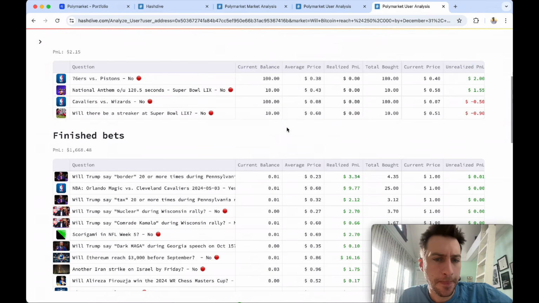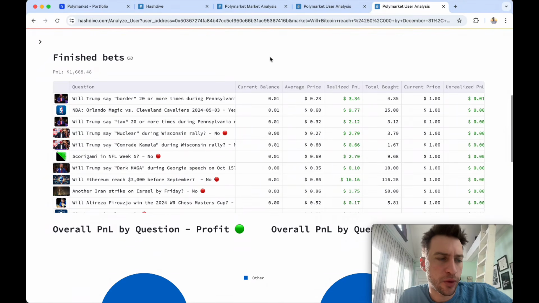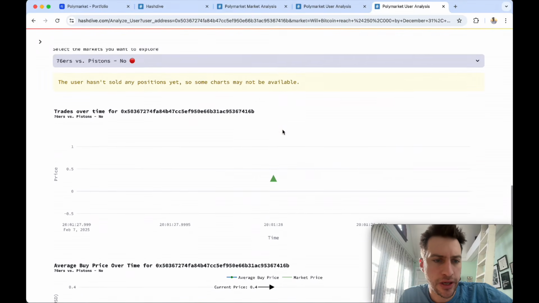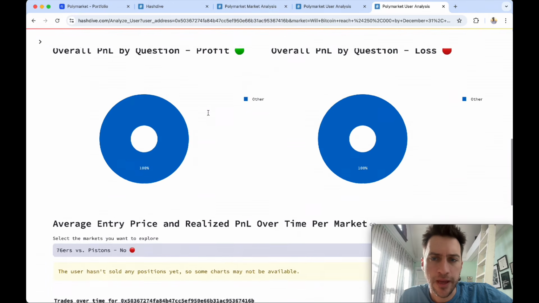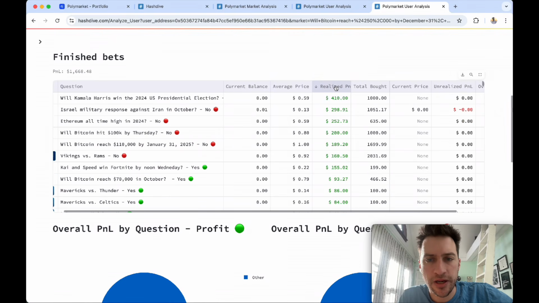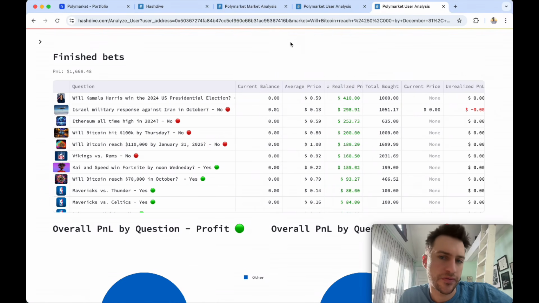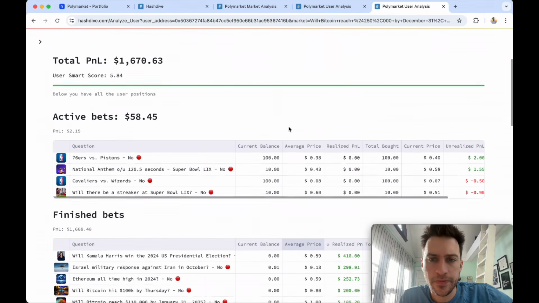But yeah, this is me. These are some of the positions I have. These are my finished bets. I've made 1.7 grand, as you guys know. And you can see some markets here. Yeah, so you can see this. My realized P&L, my big losses, my big gains, stuff like that. So I bought no in this market, by the way. That's how I made 410. And then I made some money here too, as you can see.